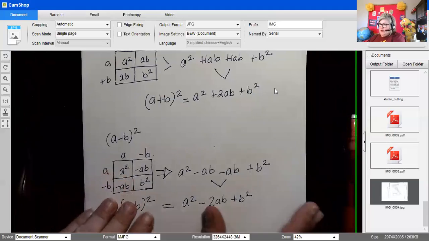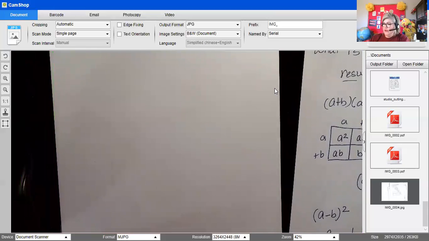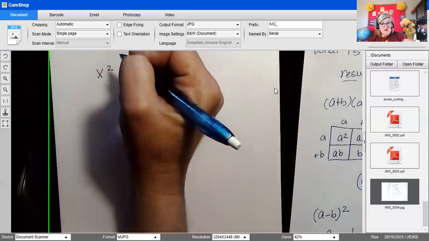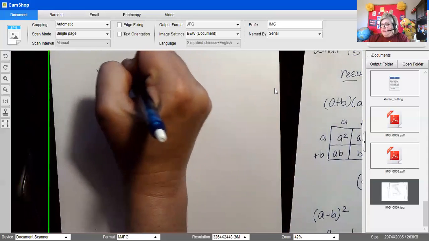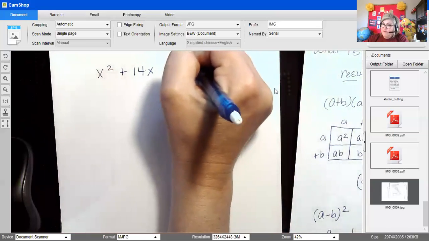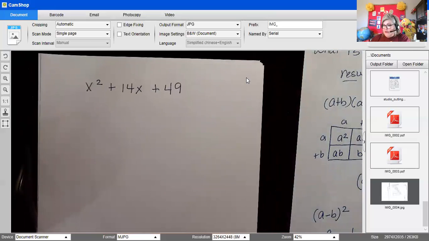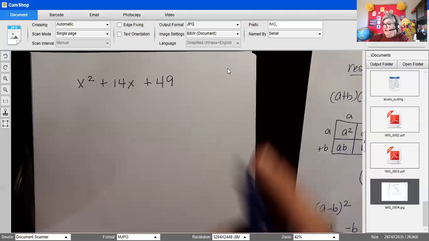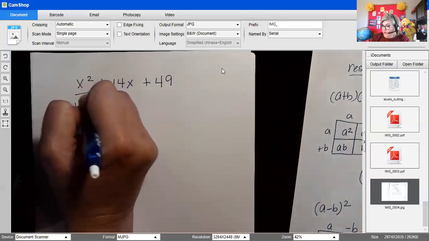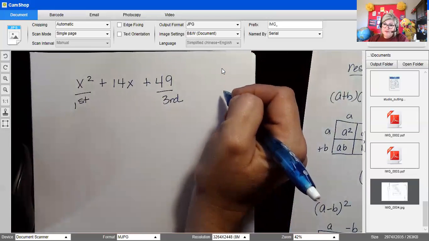Let's try one. In your example, we have x squared plus 14x plus 49. So step one, when you're dealing with these types of problems, is that you always ask the question, is the first term and the third term perfect squares?